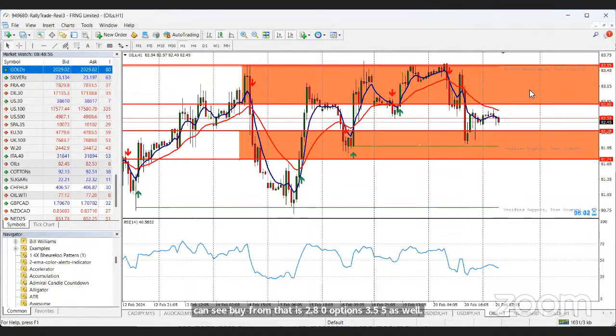So there's a buy preference for oil this morning. It's a buy preference for oil this morning. Okay. So yes, this is a buy limit.